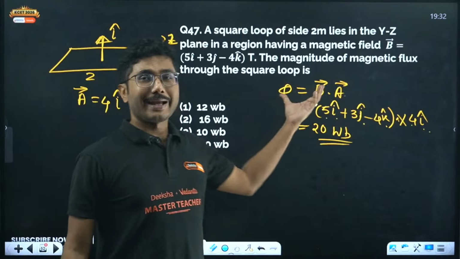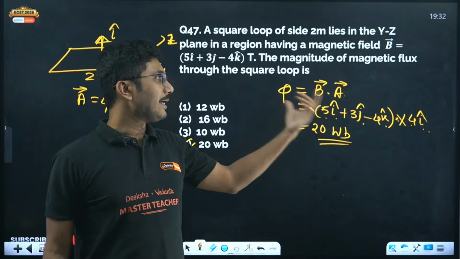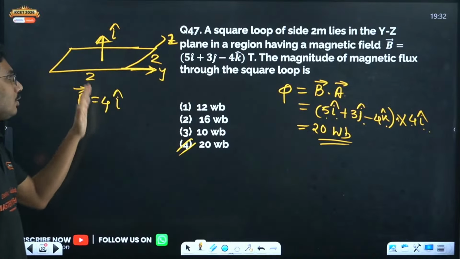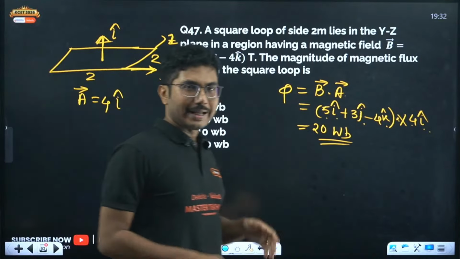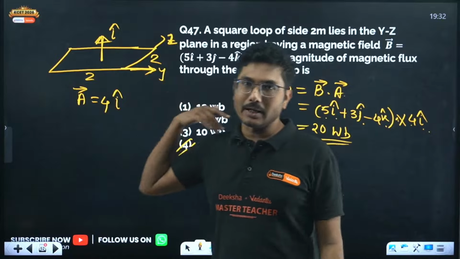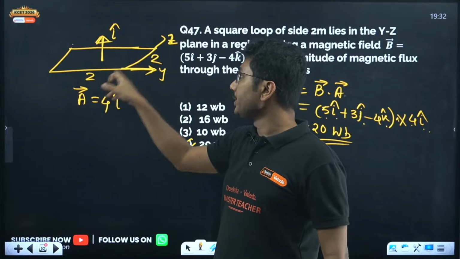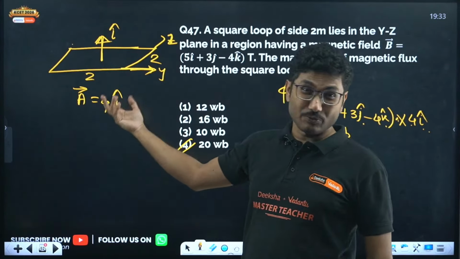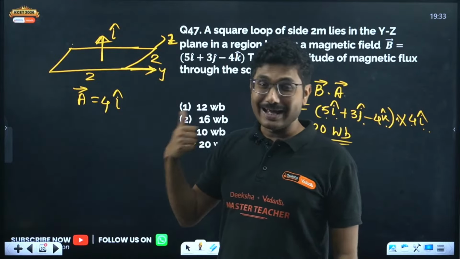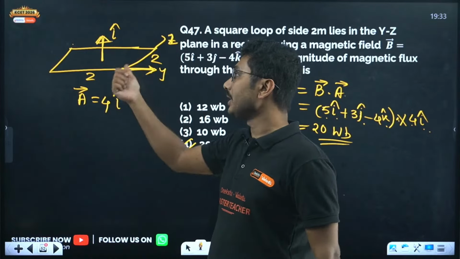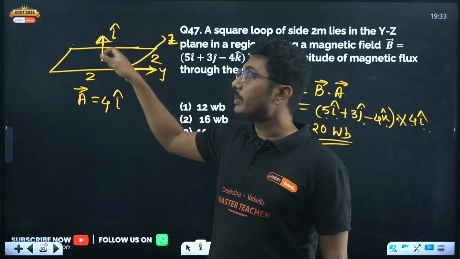Question 47: magnetic flux is B dot A, where A is the normal vector into area. What is the area of a rectangle? Here it is a square of side 2 meter, so the area is 4. But what is the direction? Area is a vector quantity. The direction of the area vector is normal to the surface.